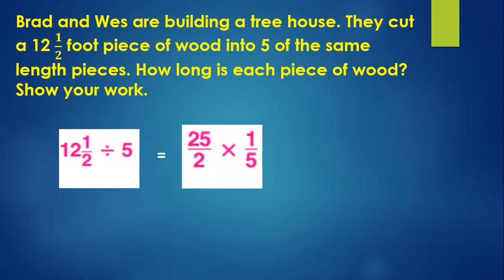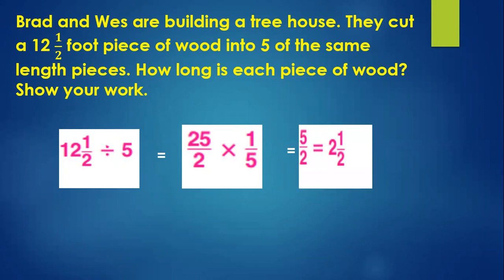divided by 5. So when you put multiplication, it becomes 1/5. And using GCF, you can simplify 5 and 25. You get 5 over 2, the answer, which is 2.5 feet. So each piece of wood will be 2.5 feet.